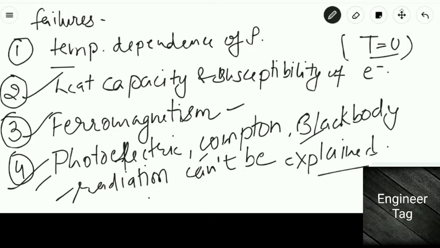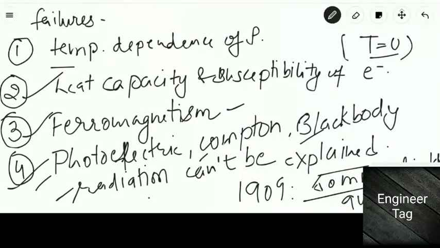So one more theory was given in the year 1909 by Sommerfeld, which is named the quantum theory because it is based on the quantum model of electron, that is, the electron can behave as a particle as well as a wave. So this was the theoretical part of the classical theory.